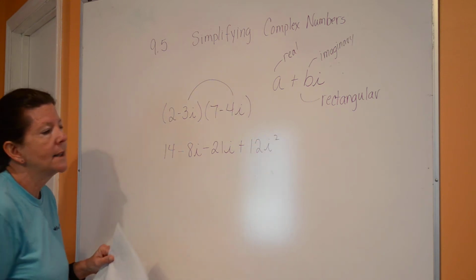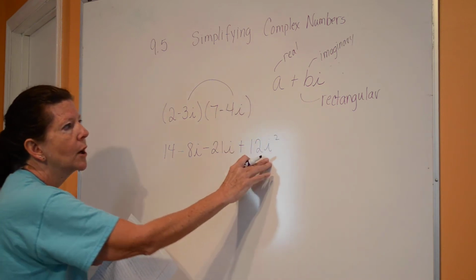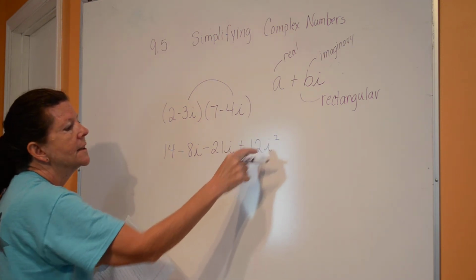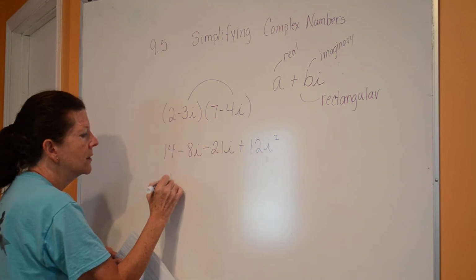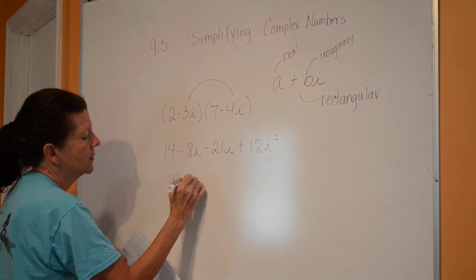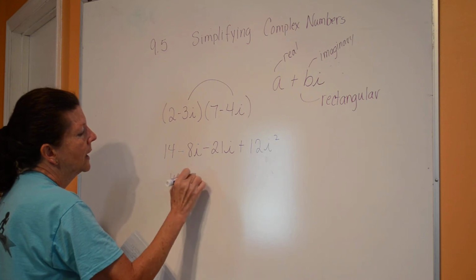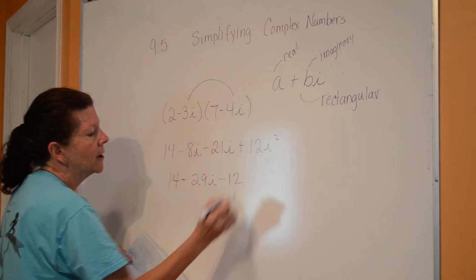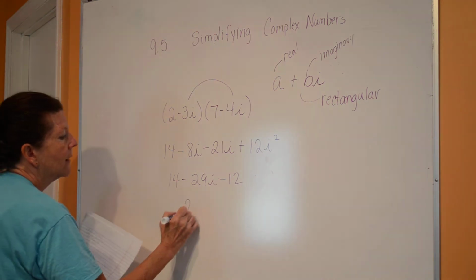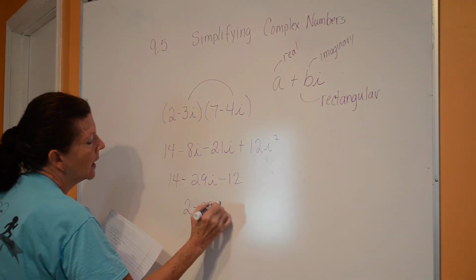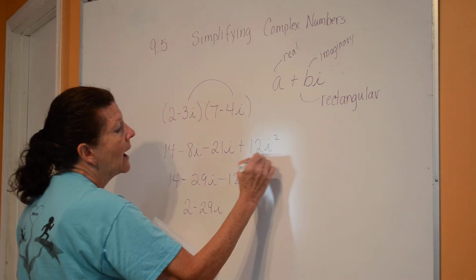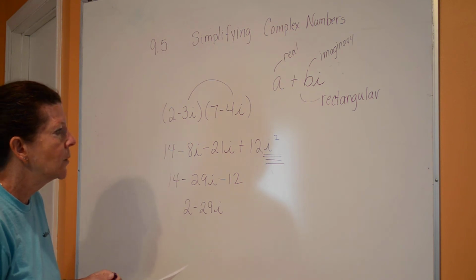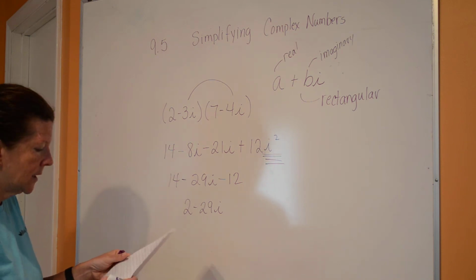Well, remember I said the i squared is the only time you have to worry about the variable being an i. i squared is equal to -1. So now all of a sudden, I'm going to combine those two. So I have -29i, but when I make that a -1, that becomes -12. So I have 2 minus 29i. You should never have an i squared at the end of the problem. If you have an i squared in your problem, you must convert it to a -1.